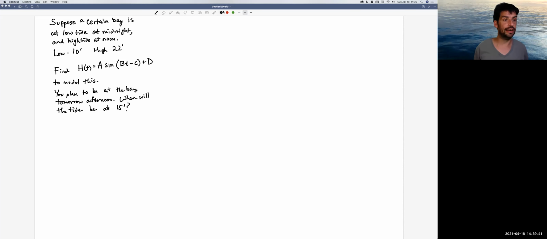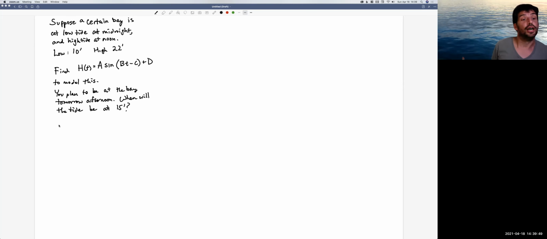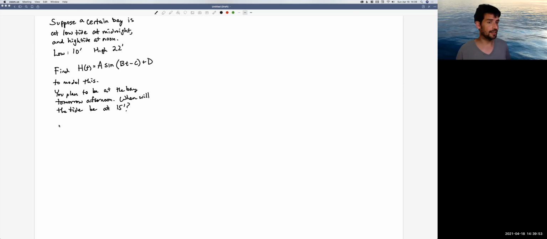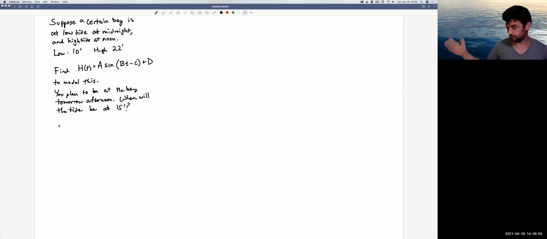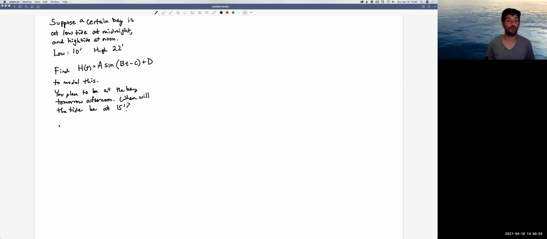So here's our little problem. We've got a certain bay that is at low tide at midnight, high tide at noon. And I'm giving you that the low tide is 10 feet and the high tide is 22 feet. Relative to what, we don't really know. Maybe there's a wall there and we're just marking it up there. But relative to that situation, low is 10 feet, high is 22.